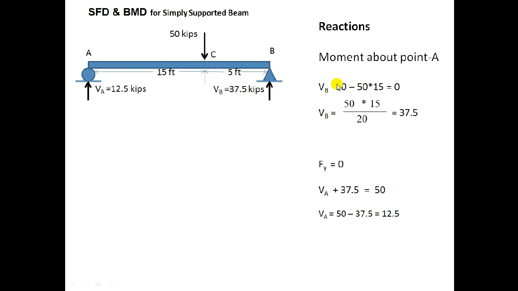First of all, find out the reactions. Take moment about point A. This is point A. VB creates an anti-clockwise moment, so VB multiplied by 20, and the 50 creates a clockwise moment, 50 multiplied by 15, about point A is equal to 0. Thus we can find out VB is 37.5, and by applying Fy equal to 0, these are the equilibrium equations, we can find out VA.